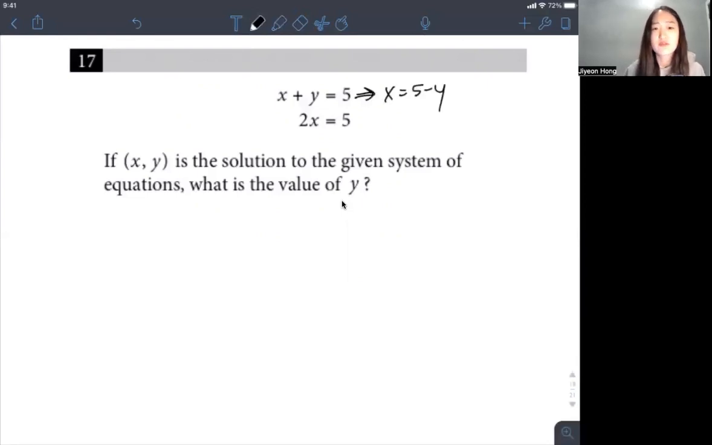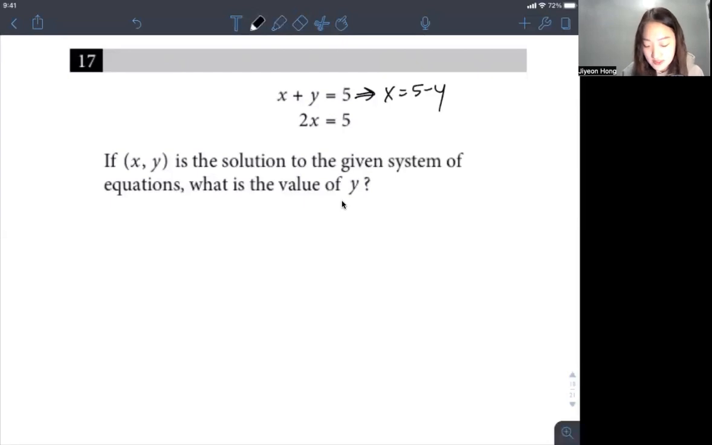So if you're looking for the value of y, it's easier to find x equals and plug that in, so that you are left with the y value. If you're looking for x, vice versa, you should look for the y equals and plug that in to find x right away, or else you'll be doing a little extra work.